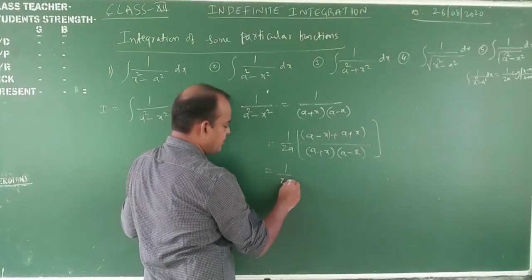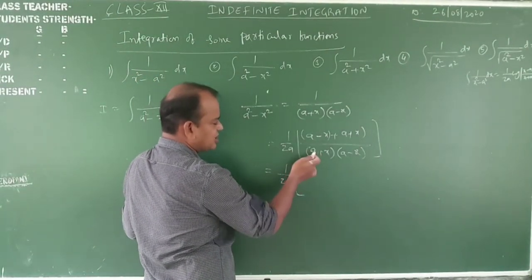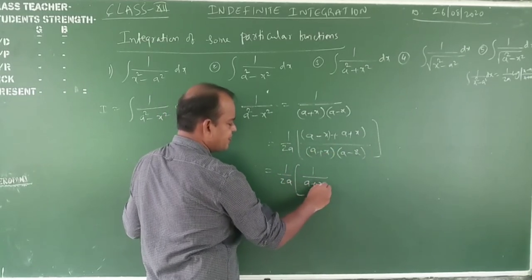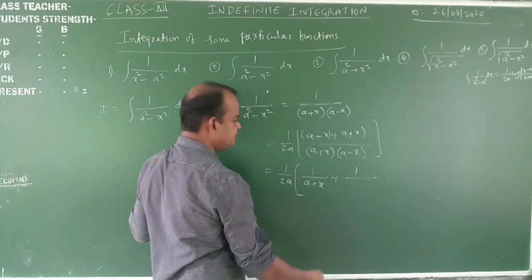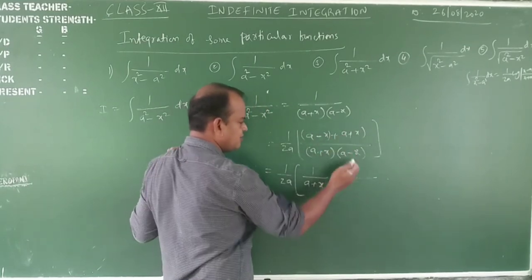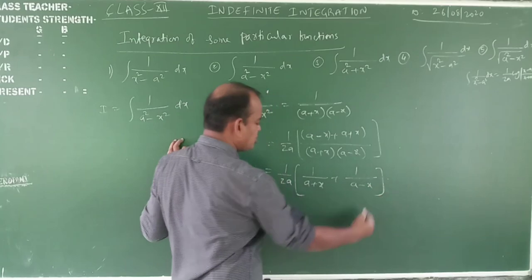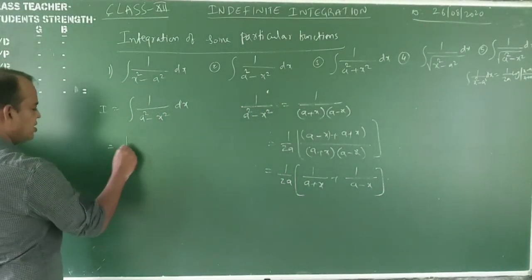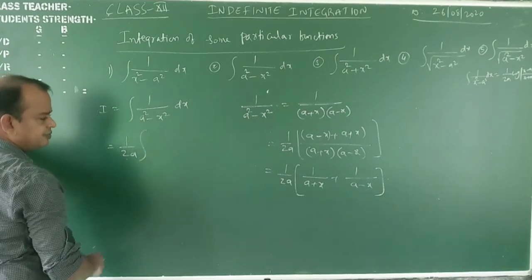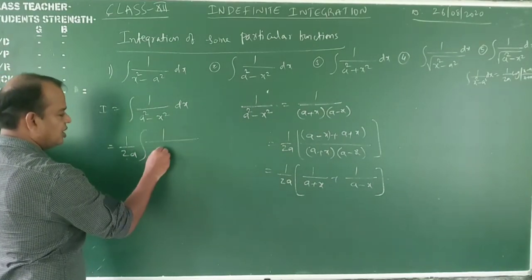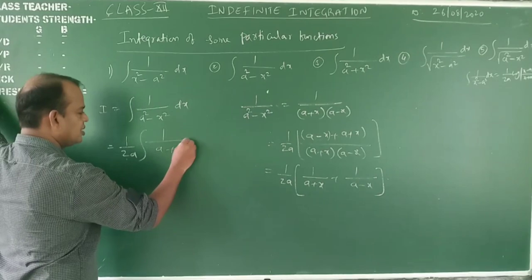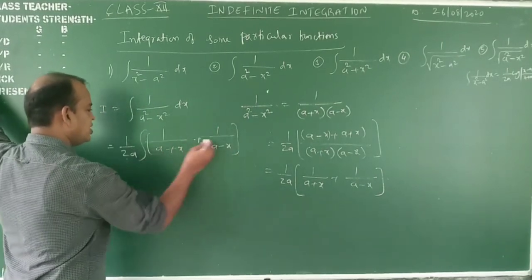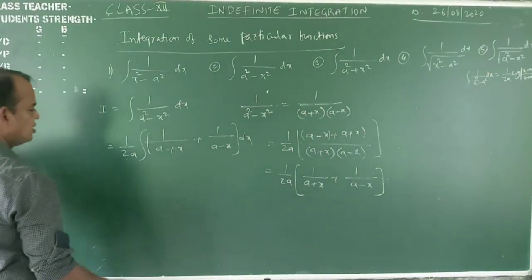Separation: 1 by 2a, then a minus x by a plus x times a minus x, where a minus x cancels, giving 1 by a plus x, plus 1 by a minus x, where a plus x cancels. Now substitute here. That is equal to 1 by 2a integral of 1 by a plus x plus 1 by a minus x, whole dx.